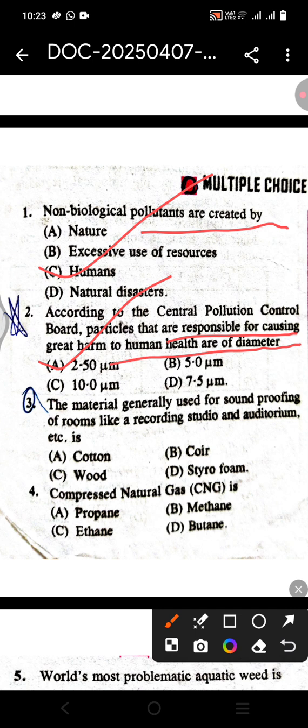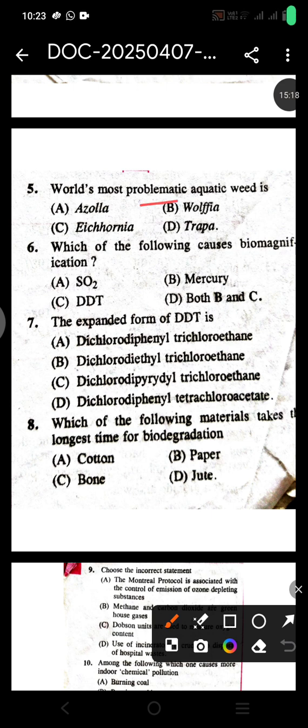The material generally used for soundproofing of rooms like a recording studio and auditorium, etc. is styrofoam. Option number D. Compressed natural gas mainly consists of methane. World's most problematic aquatic weed is E. coli. Option number C. Which of the following causes biomagnification? So it is DDT. Mercury can also cause biological magnification. So option number D is correct one.